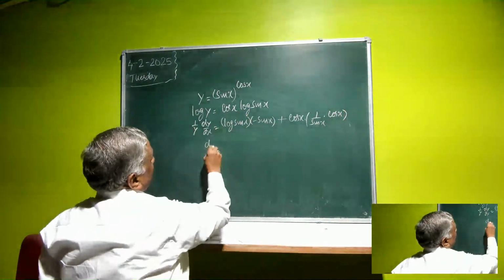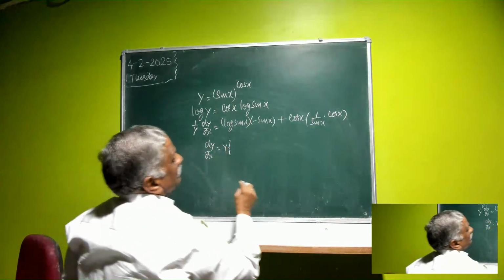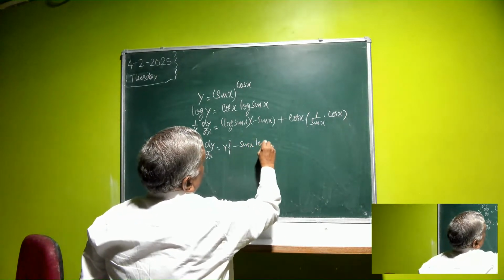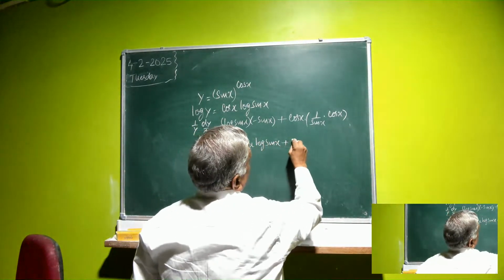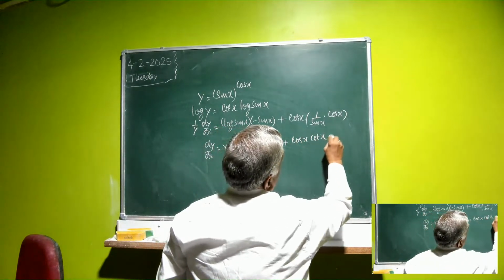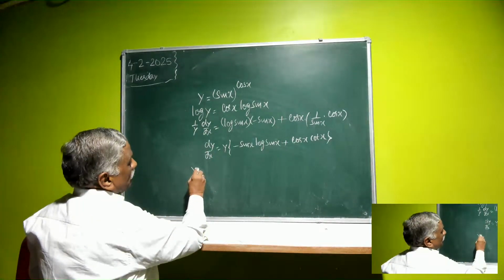So dy by dx is equal to y into minus sin x log sin x plus cos x into cot x. You need not simplify, you can leave it like that. Let's work one more problem.